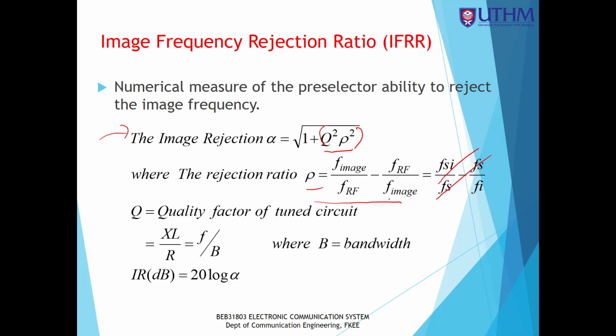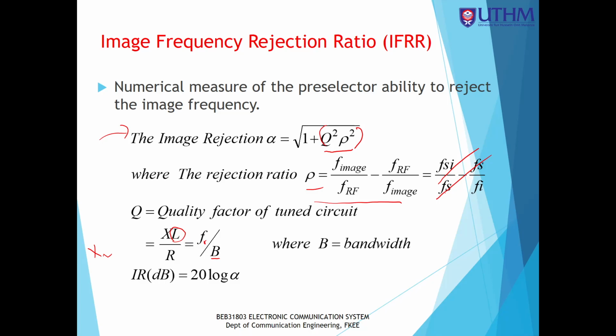What is the Q parameter? Q is equal to the inductive reactance divided by the resistance of the tuned circuit. This L is supposed to be a subscript, so this is not an XL as in the size of a shirt. It is actually the inductive reactance, so small l is supposed to be a subscript like this, XL. So it is equal to F resonant divided by the bandwidth of the tuned circuit.